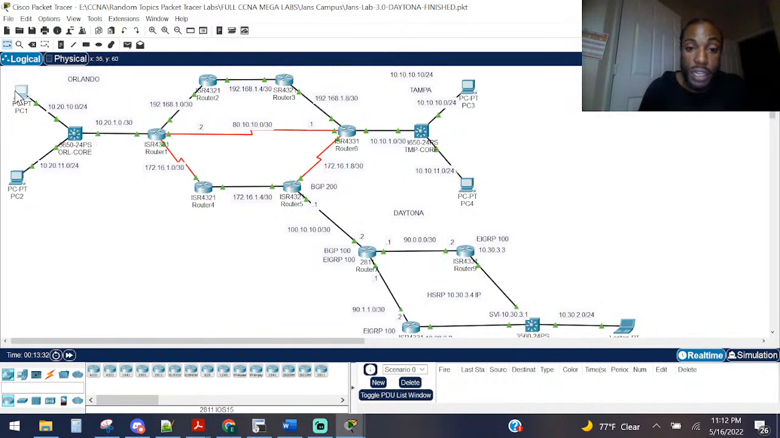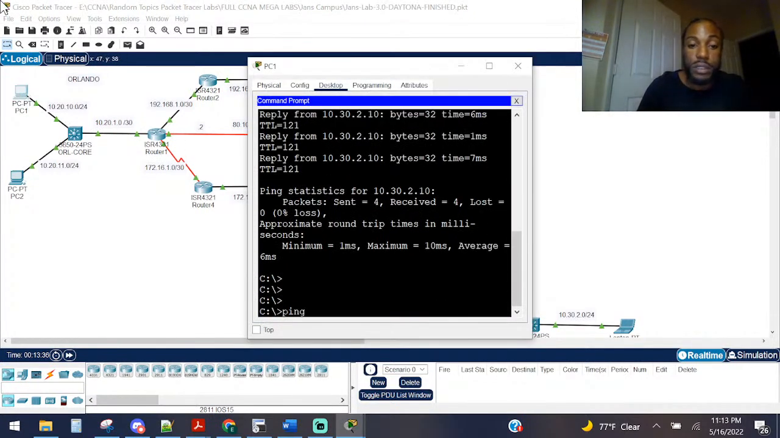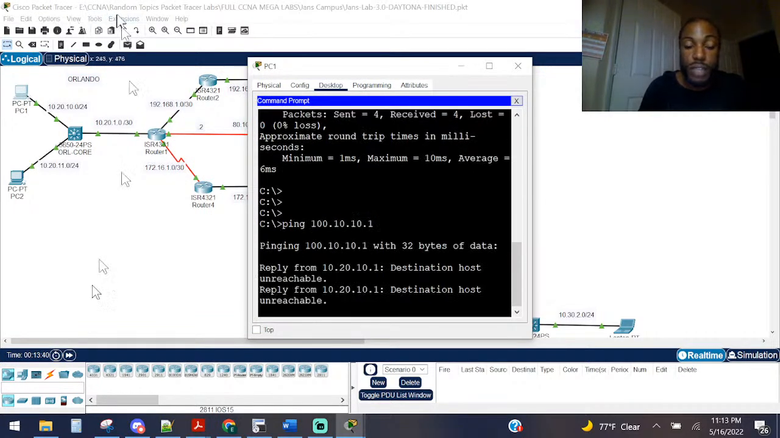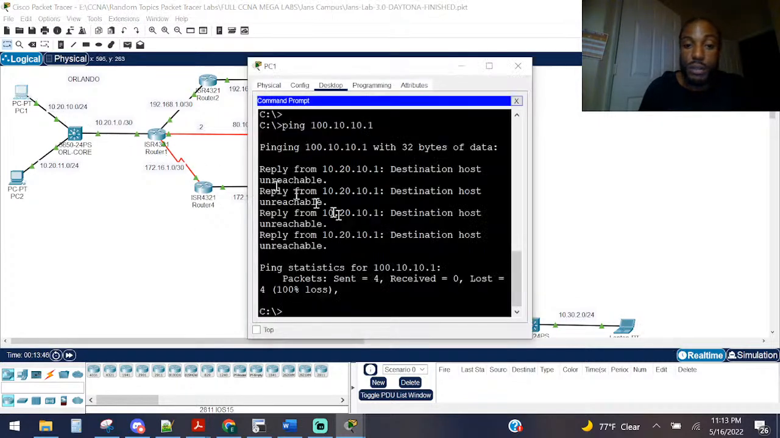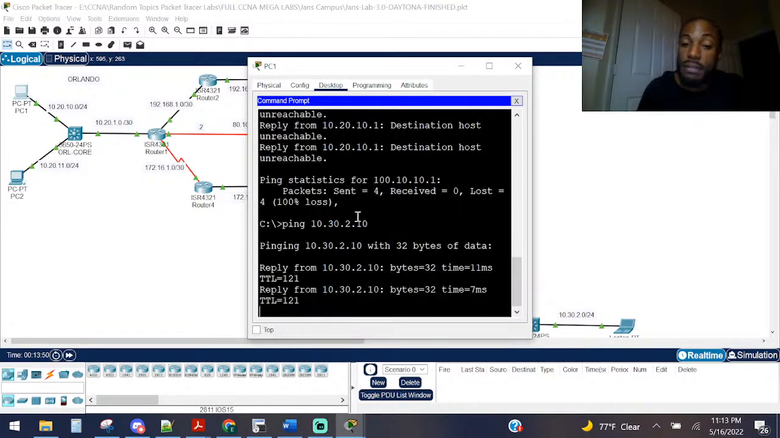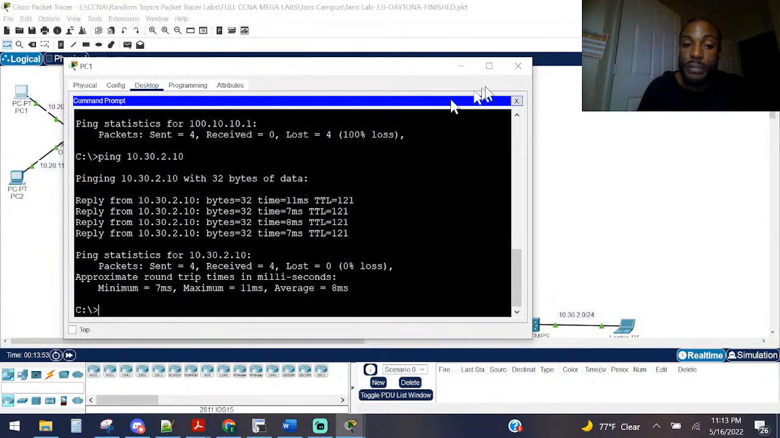Let's see. Can he ping that 100 network, that BGP network, which was 100.10.10.1? So I couldn't ping back here. But then I can ping the laptop, which was 10.32.1.10. That's what's weird. That's what's weird. I'm not too sure what I'm missing here, man.